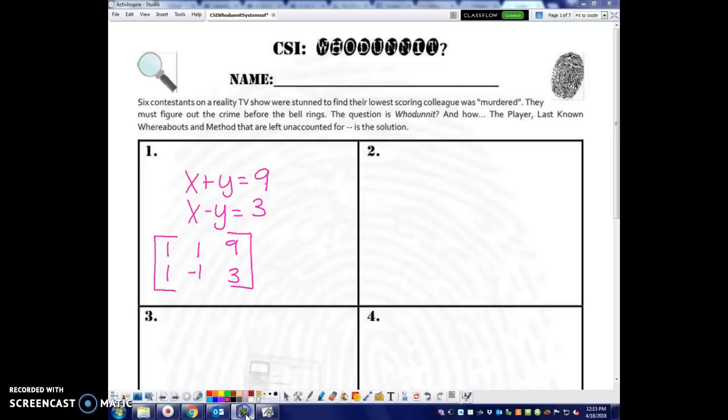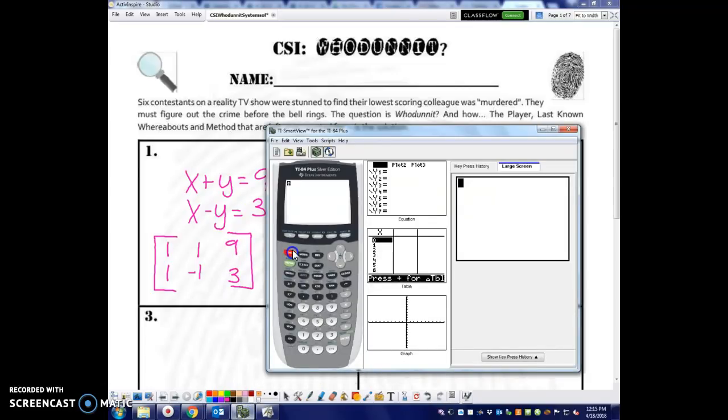Okay, so we're going to go into our calculator. Second, matrix. Okay, see if you remember what to do. Go over to edit. Enter. It's a 2 by 3. So 2 by 3. Okay, then we just type in these numbers. 1, enter. 1, enter. 9, enter. Then we do 1, enter. Negative 1, enter. And 3, enter. Okay, after we get it all typed in and pretty, we quit.